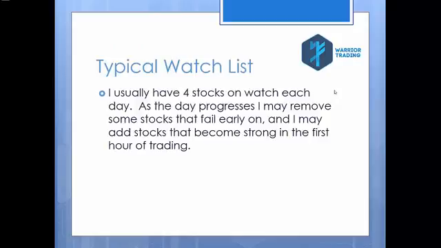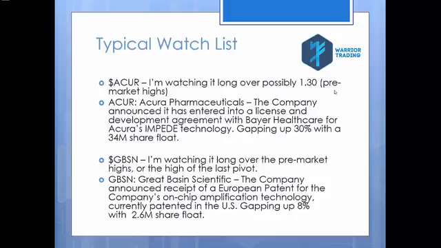All right, my typical watch list will have 4 primary stocks and usually 2 or 3 others that are secondary, that are interesting. Maybe they were really active yesterday and I'm going to keep them on watch for a possible continuation today. Maybe they'll play out and maybe they won't, but I'll keep them on watch. So my typical watch list will look something like this. And you can find this information on our website. We track all of our watch lists.